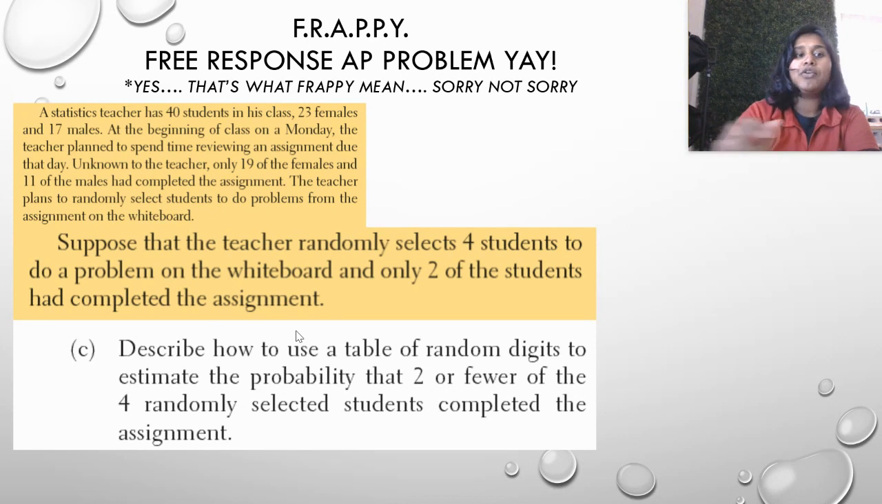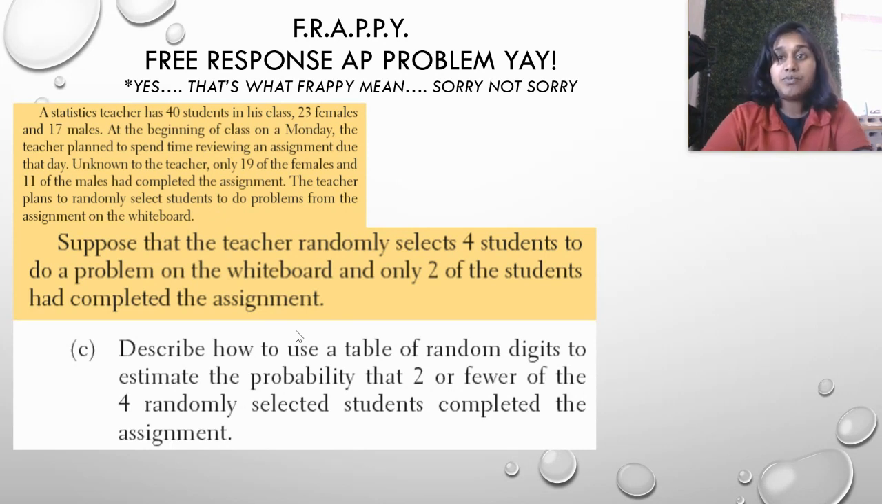So there's this new paragraph I'm going to read out. Suppose that the teacher randomly selects 4 students to do a problem on the whiteboard and only 2 of the students had completed the assignment. Cool. Describe how to use the table of random digits to estimate the probability that 2 or fewer of the 4 randomly selected students completed the assignment.